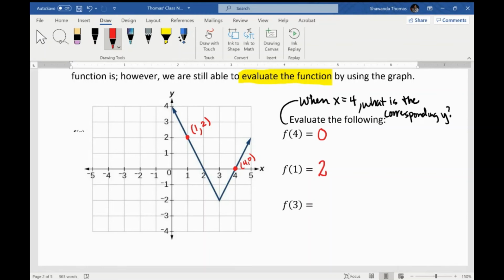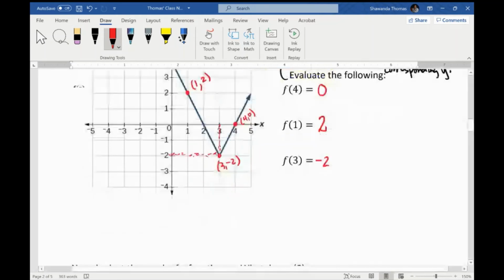All right, f of 3. What is x in this case? 3. x is 3 because it's the input value inside the parentheses. What is the corresponding y? Negative 2, because this is the point right here at 3, making an intersection, I guess you would say. When x equals 3, y is negative 2. So (3, negative 2).